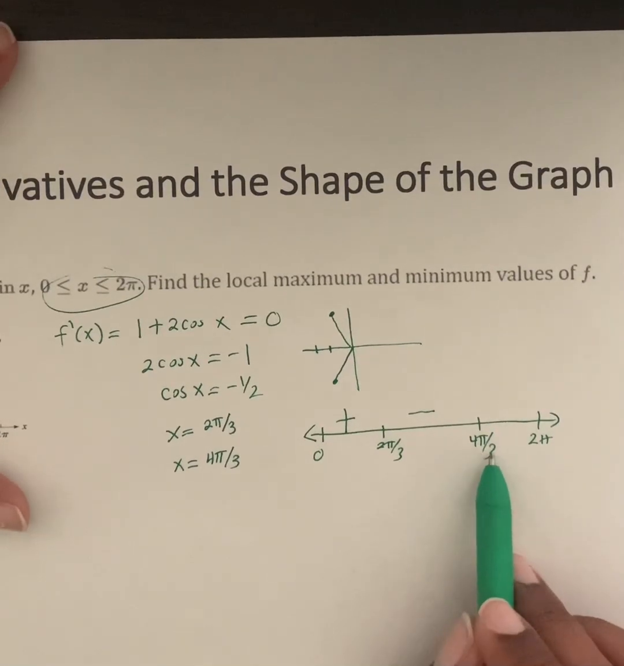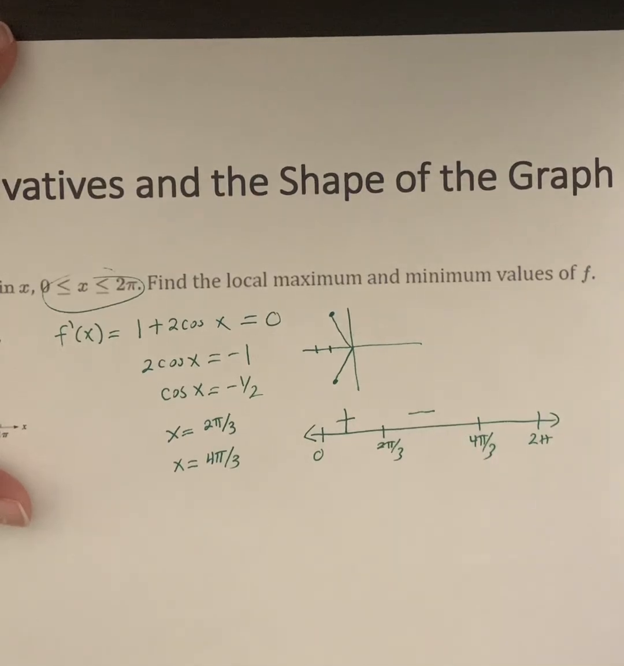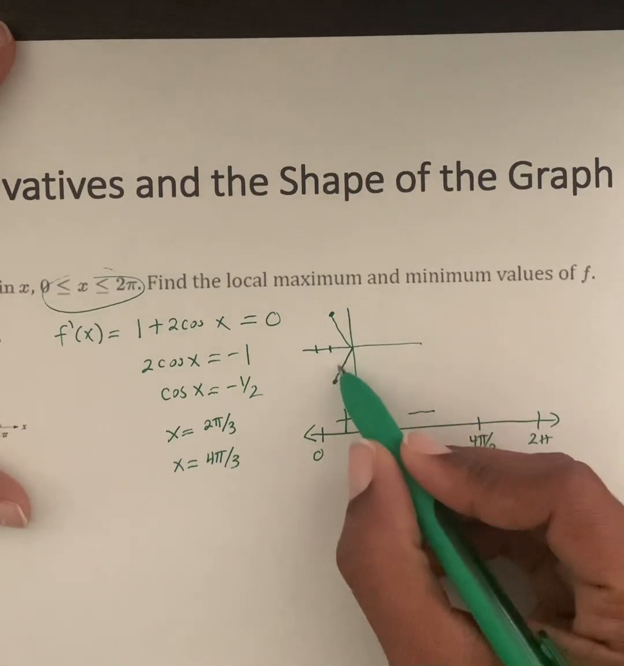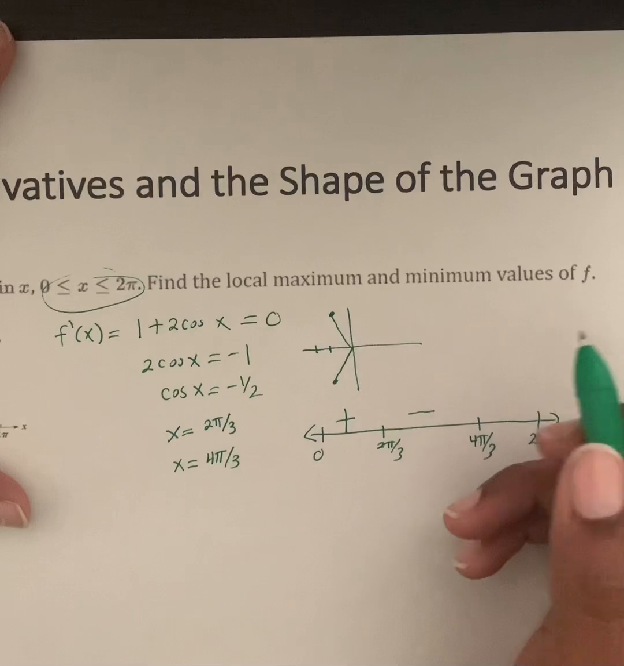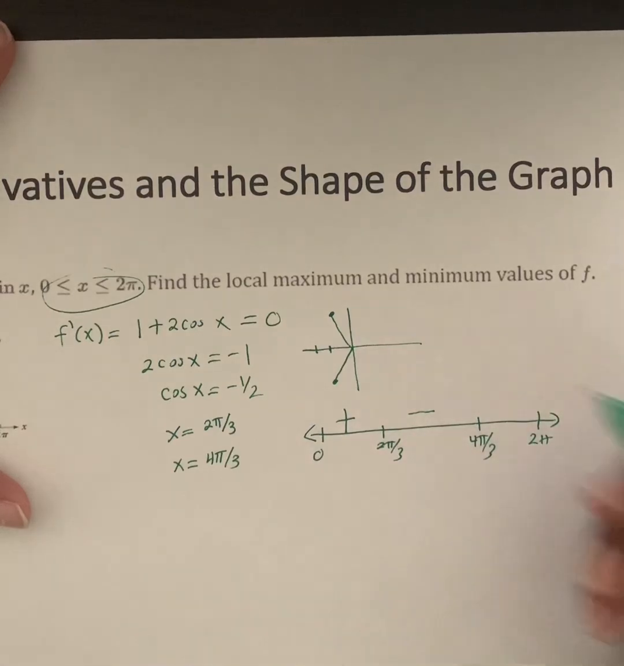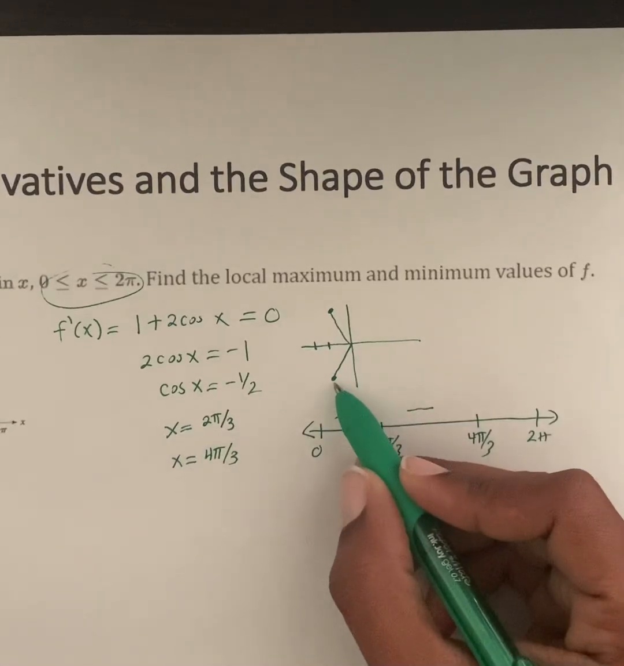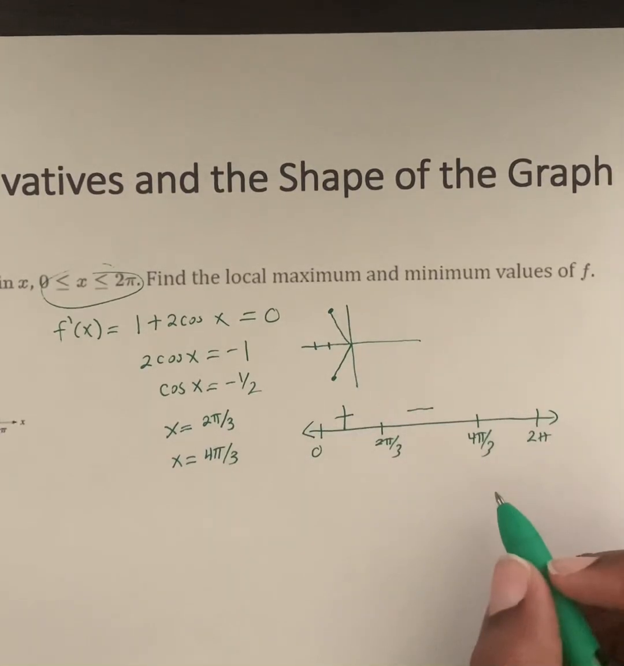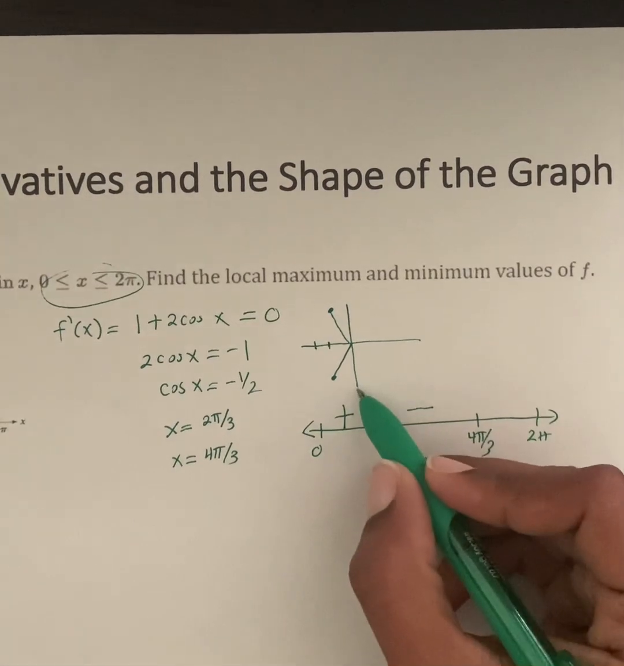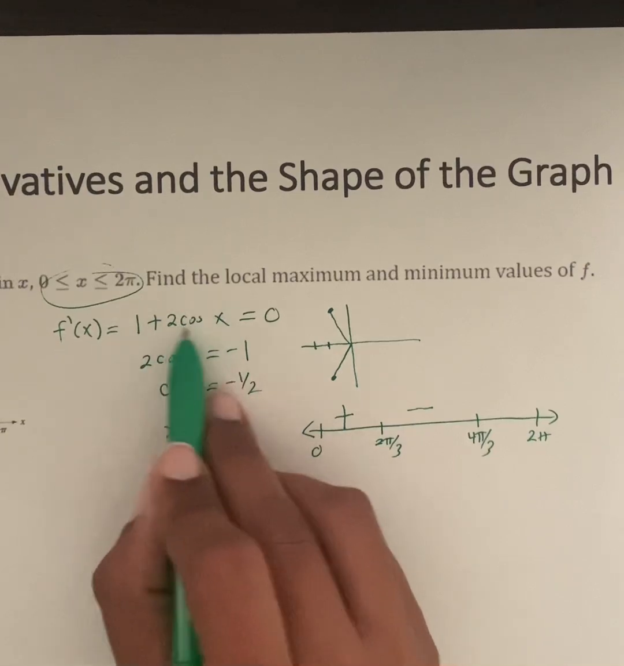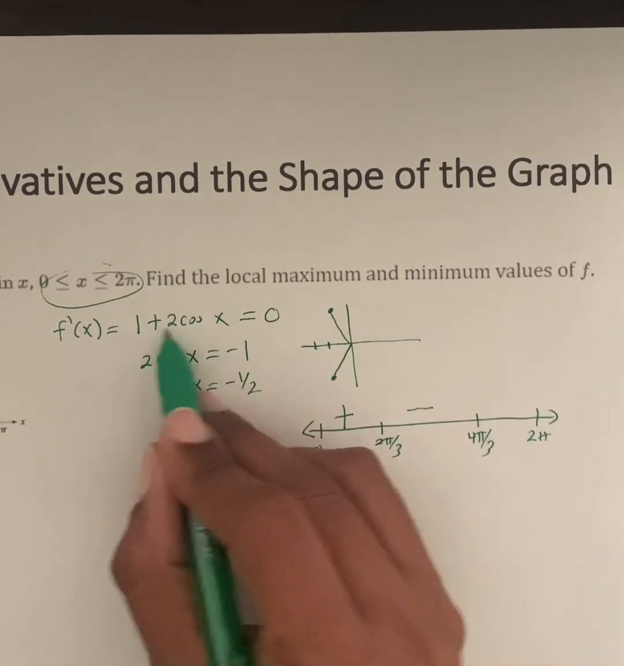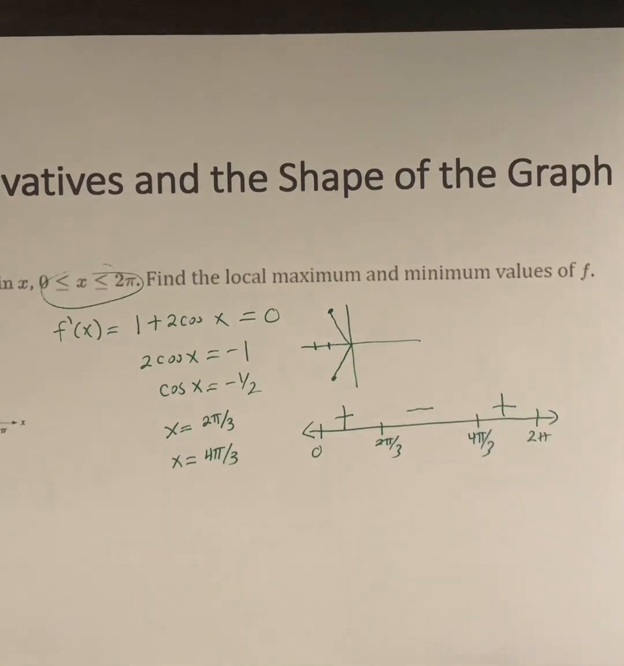Let's pick a number bigger than 4 pi over 3. How about we use, I don't know, what do we think? 4 pi over 3 is here. How about we use 3 pi over 2? So 3 pi over 2. So 1 plus 2 cosine of 3 pi over 2 is 0. 1 plus 2 times 0 is a positive.